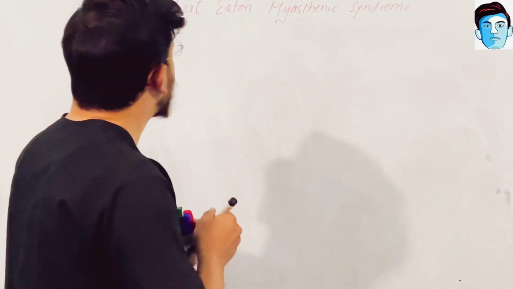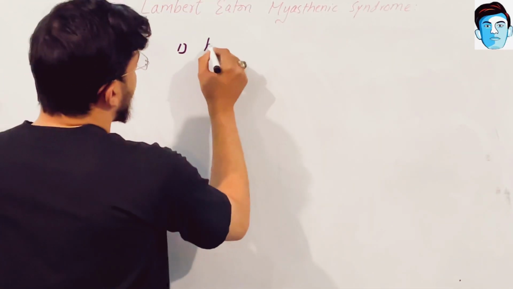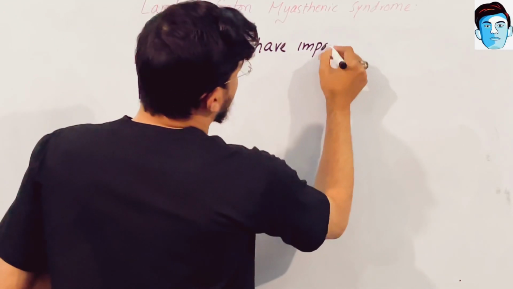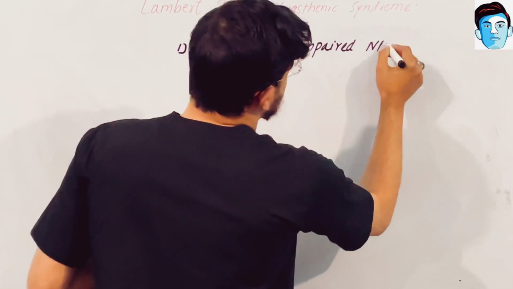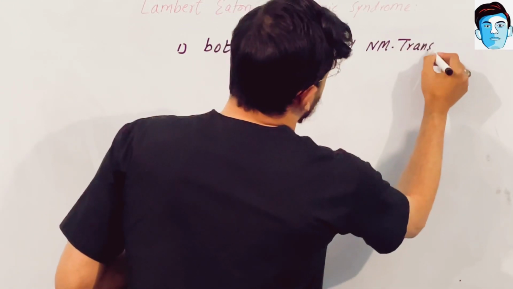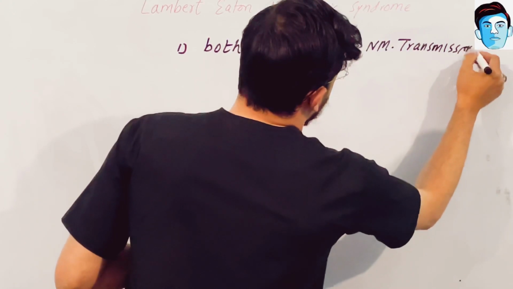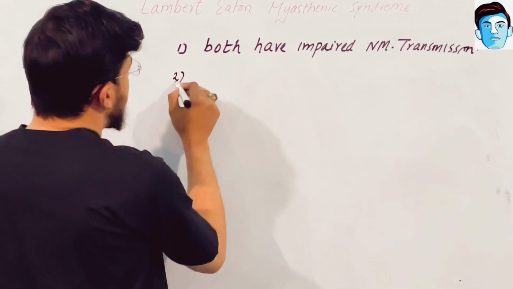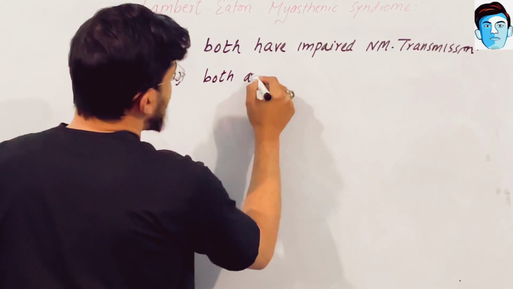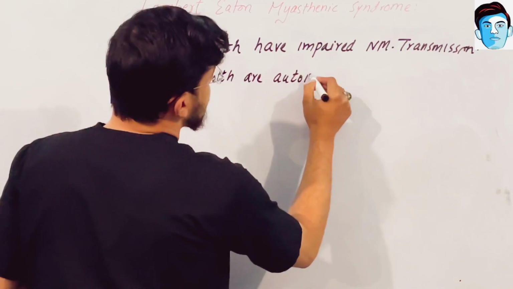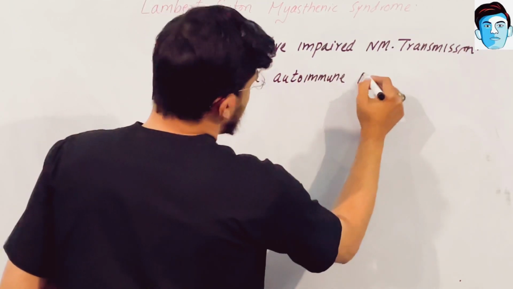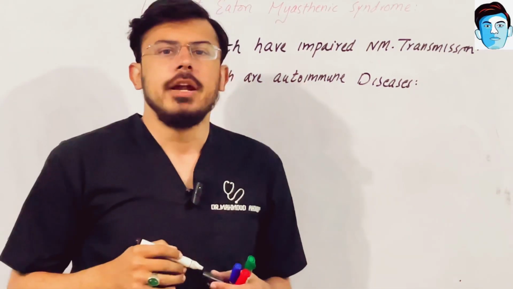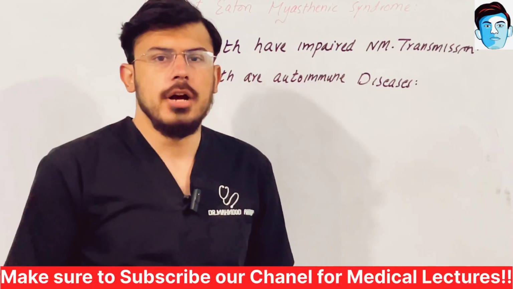That is, both have impaired neuromuscular transmission, right? Both have impaired neuromuscular transmission, and second, both are autoimmune diseases. Both are autoimmune diseases, meaning antibodies are present within the patient's circulatory system.